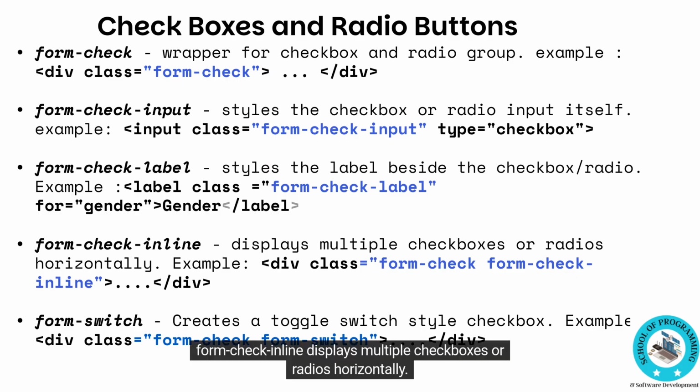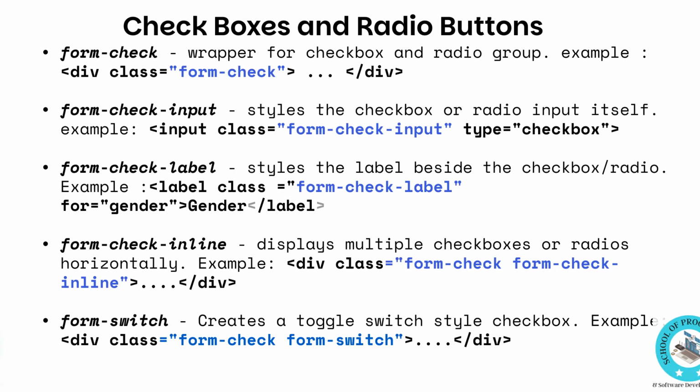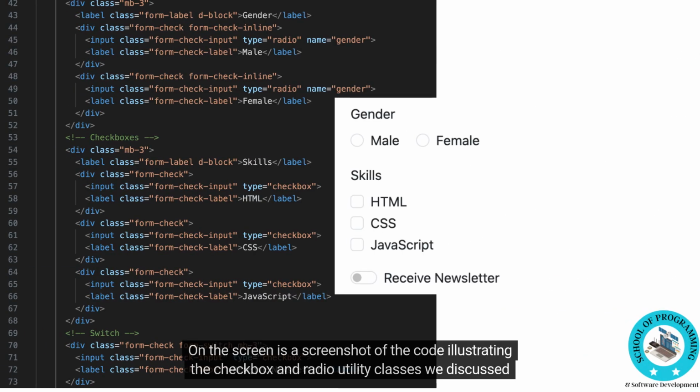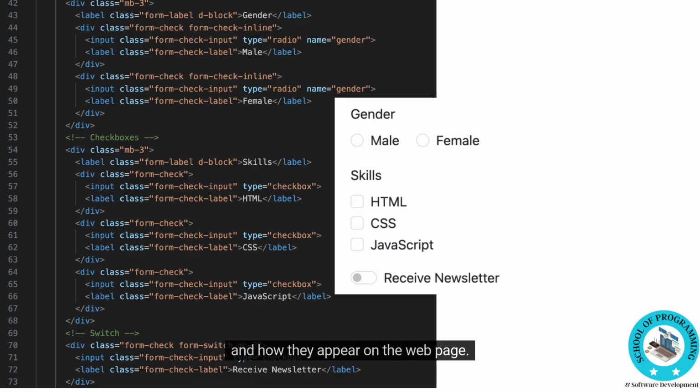Form-check-inline displays multiple checkboxes or radios horizontally. It removes block stacking and adds horizontal spacing. Form-switch creates a toggle switch style checkbox. It uses a slide animation effect, a rounded toggle, and uses the checkbox input internally. On the screen is a screenshot of the code illustrating the checkbox and radio utility classes we discussed and how they appear on the web page.